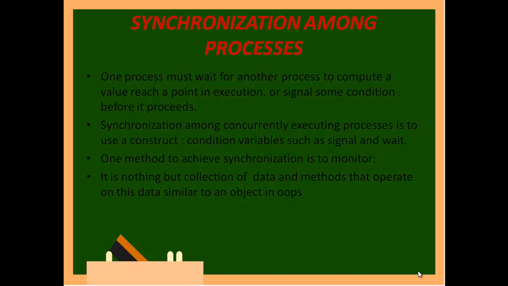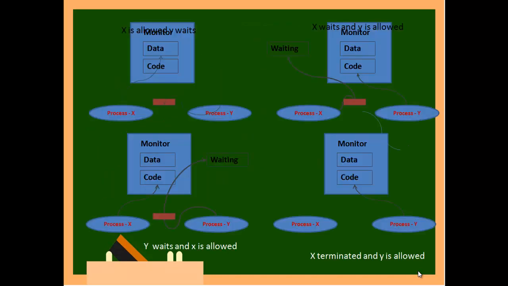One method to achieve synchronization is the monitor, which is nothing but a collection of data and methods that operate on this data, similar to an object in OOPS. So what I mean to say is the concurrent and object oriented models are more or less the same. So this is just another example.